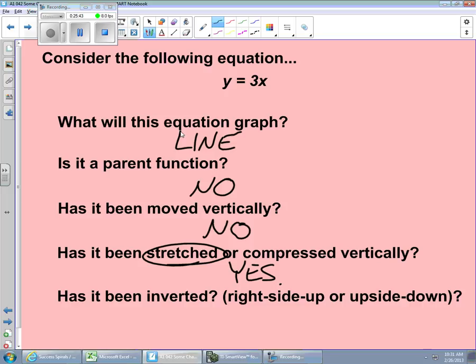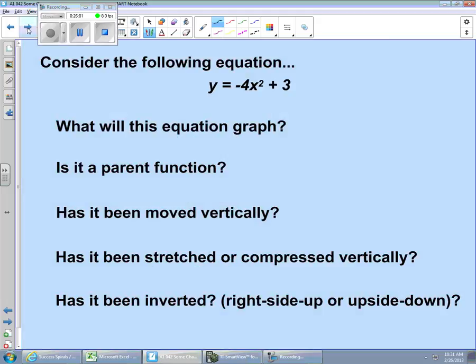Has it been inverted? Inverted would be upside down. No, it's not upside down. It's not inverted because that 3 that's there is a positive 3. If it had been a negative 3, that would be upside down. These are the questions we need to learn to be able to answer just by looking at these equations. Let's look at another one.